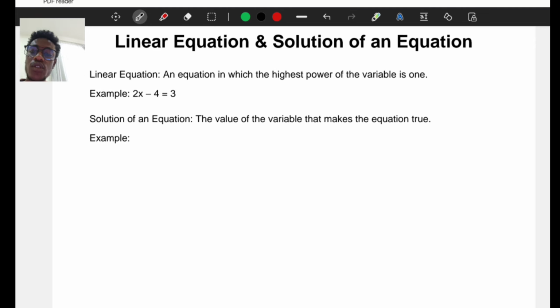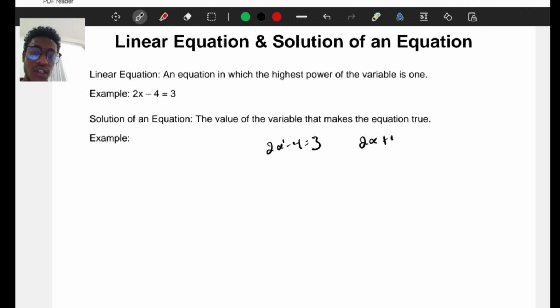A linear equation is an equation in which the highest power of the variable is 1. For example, 2x minus 4 is equal to 3. The variable here is x, and the power of this variable is 1, right? So this is a linear equation.